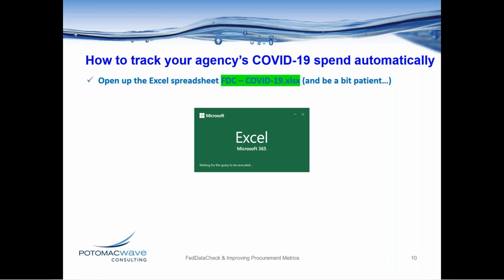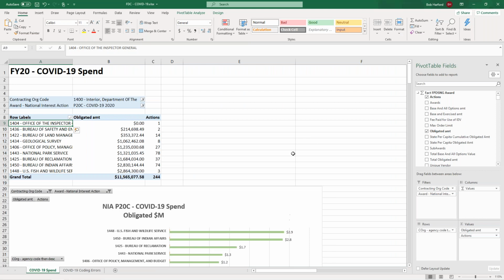So in other words, what this Excel spreadsheet is doing is it has a data connection into FedDataCheck, and it's automatically retrieving information as to the spend. So it updated it in relation to Interior, because that's how I had it set. Let's say you wanted to look at Energy. Do we have anybody here from Energy?